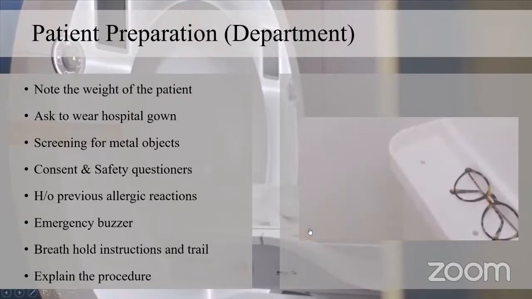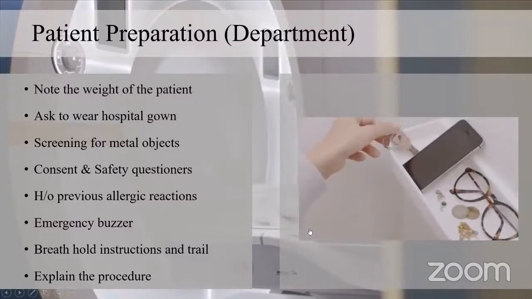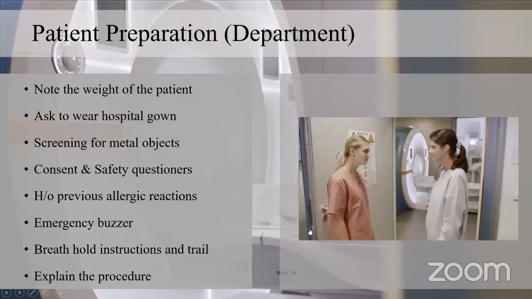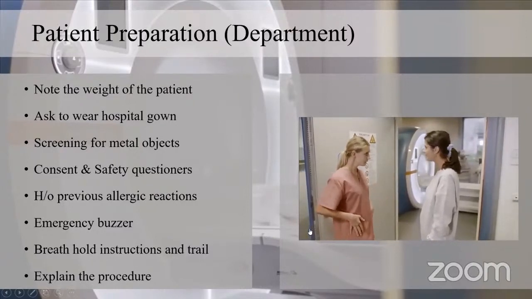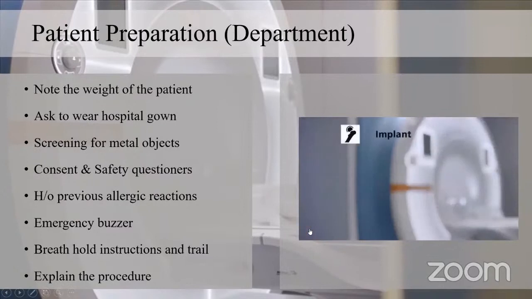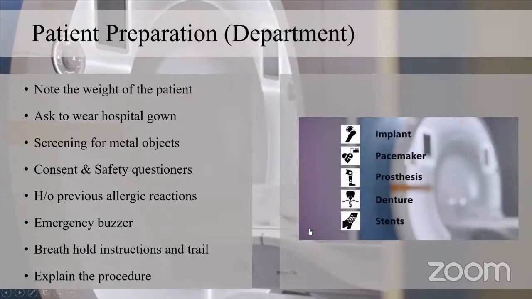Here we'll also ask the patient to remove metallic objects. The patient has to remove the metallic objects, and any other objects the patient has, including phones, keys, etc. Then a screening for metal objects should be done. These include implants, pacemakers, prostheses, dentures, stents, etc.